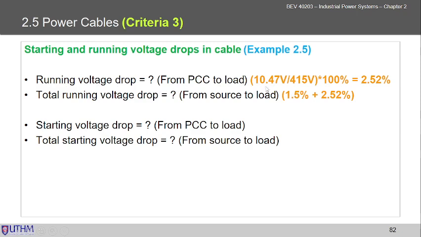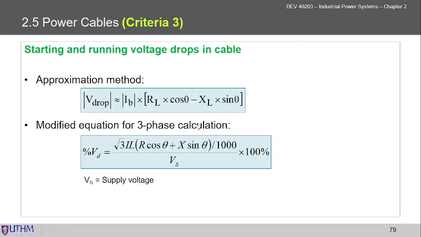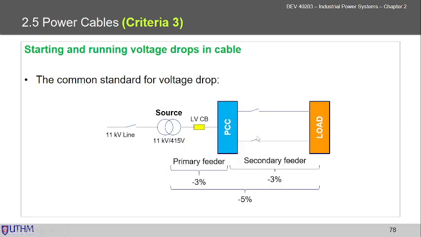What I obtain here is 10.47 volts. How to obtain the 10.47 volts is from this one. So we put in the R and X just now, and the theta, as well as the L which is 150. The I is from the previous.